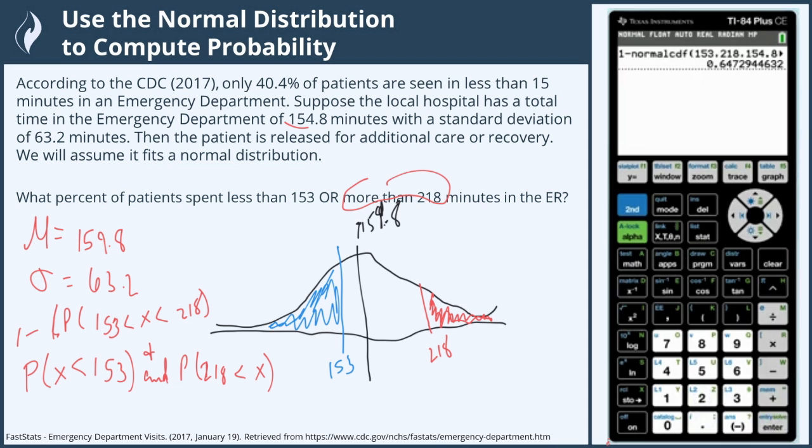The probability for the two colored areas is 0.647. We're actually going to go with the 3 because 9 becomes the 3 when we round it up. So this would be our answer.